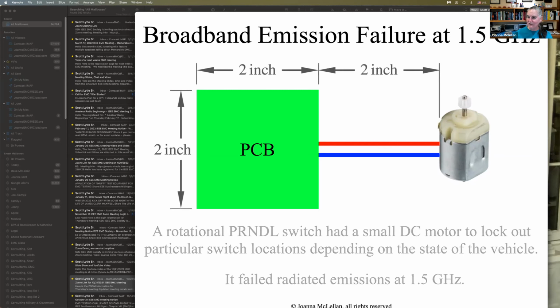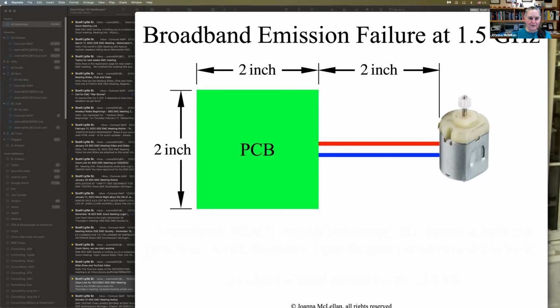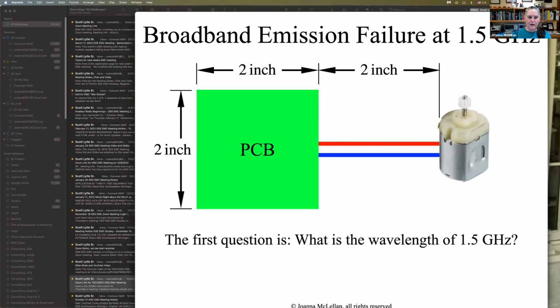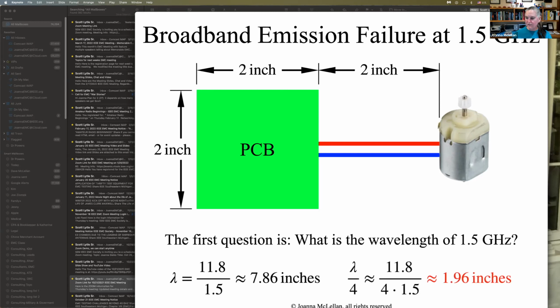Okay, cool. How do we fix this one? Well, first off, we take a look at the physical dimensions of the printed circuit board and the physical dimension of the cable from the printed circuit board to the little motor. It was all 2 inches. Whoa. So what's the wavelength of 1.5 gigahertz? Well, you calculate that. It's almost 8 inches. Okay, it gives us a hint. So what's a quarter wavelength long? Whoa, 1.96 inches. That's really very close to 2 inches.